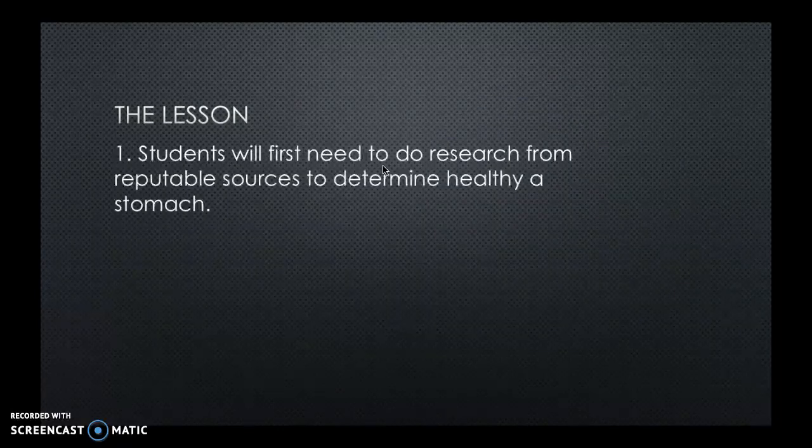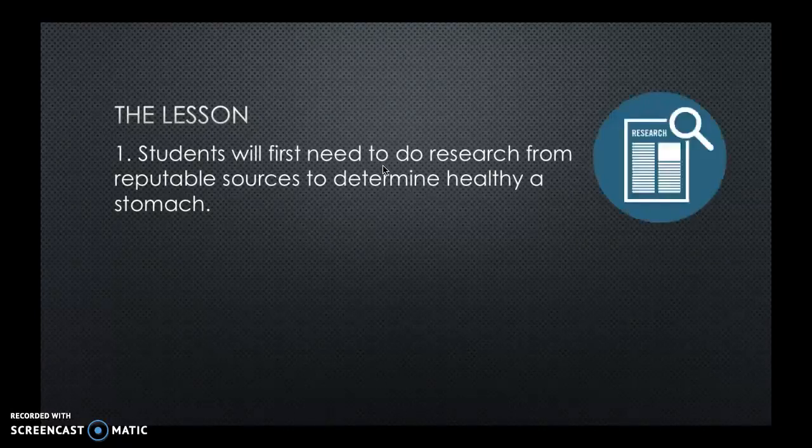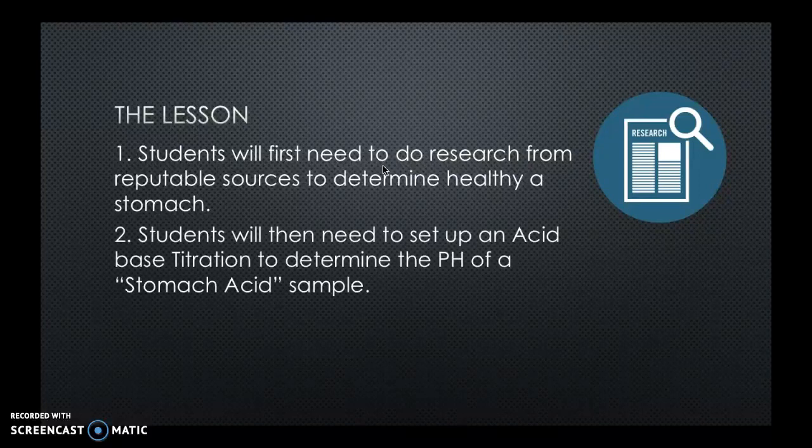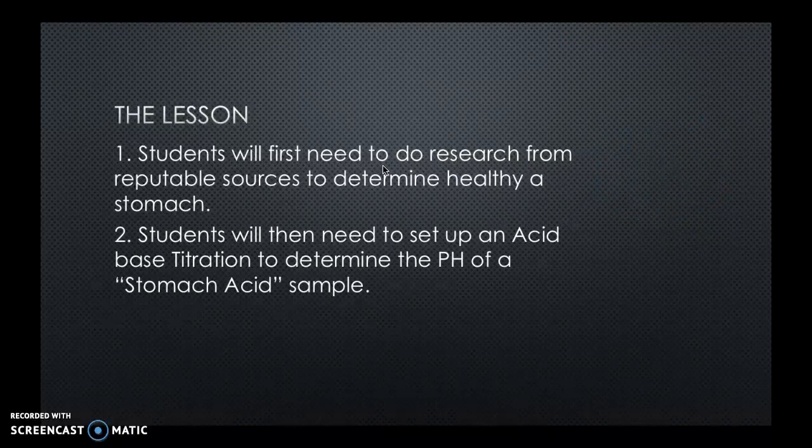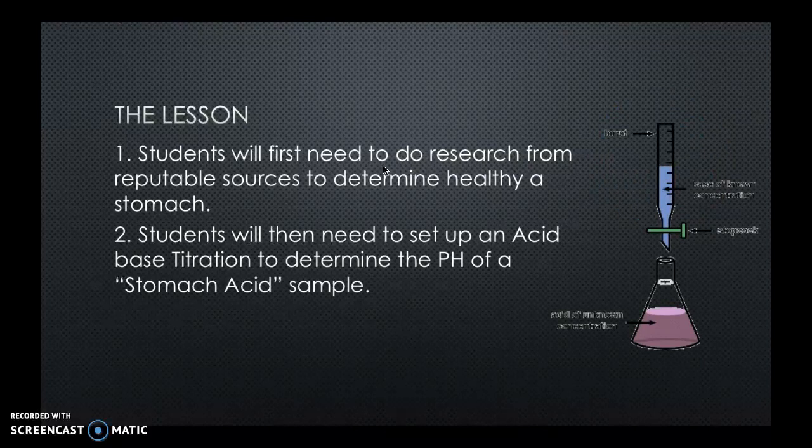Okay, so here's the lesson. The first thing students need to do is research reputable sources and find out what a healthy level of stomach acid is and what an appropriate concentration of stomach acid might be. Once they've done that, the students will then need to set up an acid-base titration to figure out the pH of a quote-unquote stomach acid sample. In our case, it will just be an unknown sample of hydrochloric acid that I produce ahead of time.